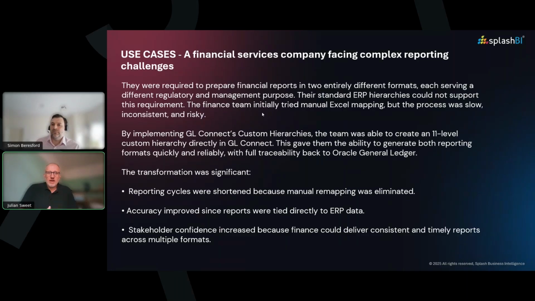In terms of use cases, this is one financial company, and they needed to produce things in a couple of different formats. And we talked in terms of the ones that Simon outlined, both the management and also the statutory requirements.